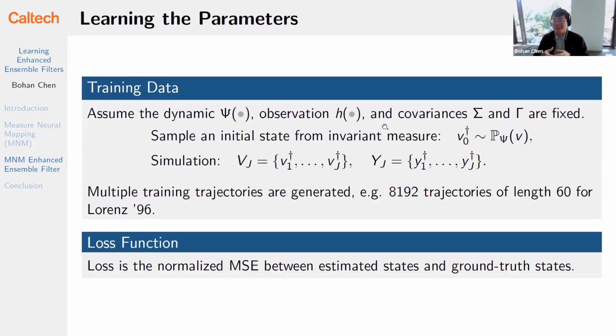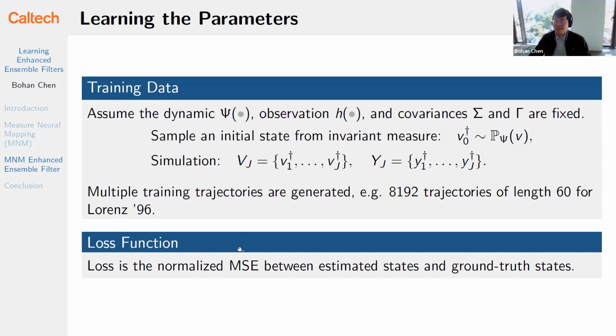Okay, here for the training data. As I said before, we assume we know the dynamics, observations, and the covariance. So we use synthetic training data. That is, we first randomly sample an initial state from the invariant measure of the dynamic system, and we do the simulation according to the dynamics and observations. For example, for Lorenz-96 dynamics, we generate 8,000 trajectories with length 60 for training.